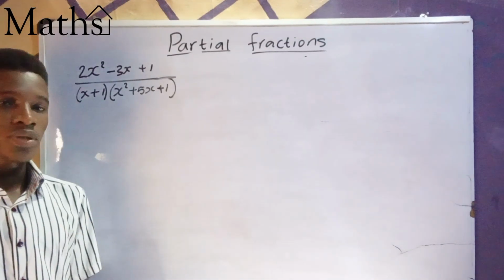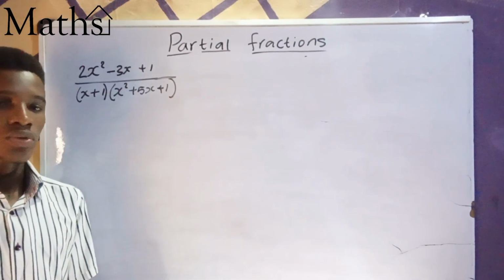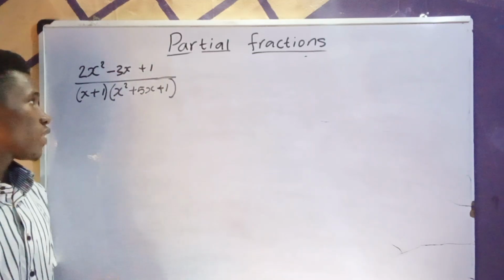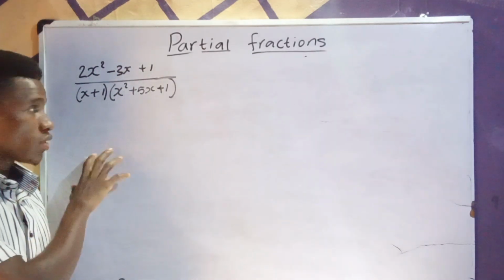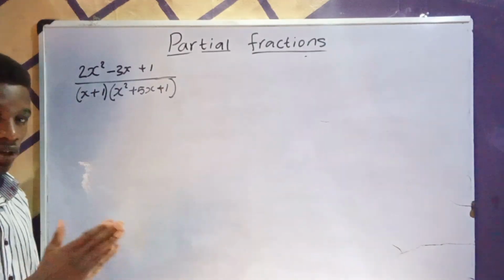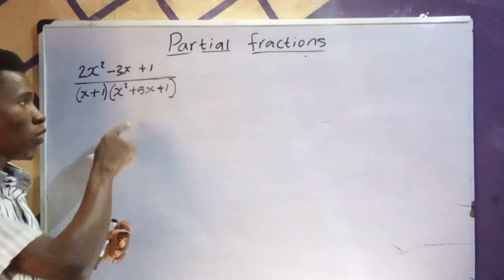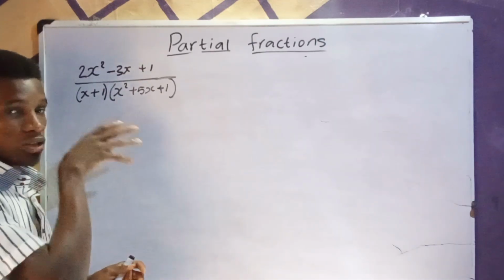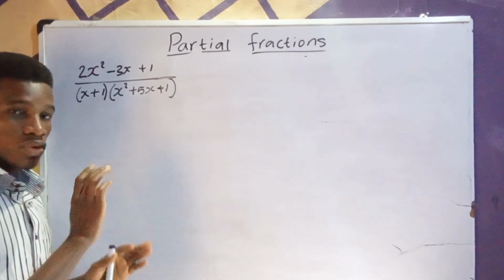So here we are presented with a compound fraction that looks a bit different from the one we did in the previous video. Now if you observe this compound fraction very well, you see that the denominators are not linear. Remember the ones we did, we solved for linear denominators, and in this case now we are unable to factorize this denominator. You check it with the discriminant, you take the square root, it's not a whole number.